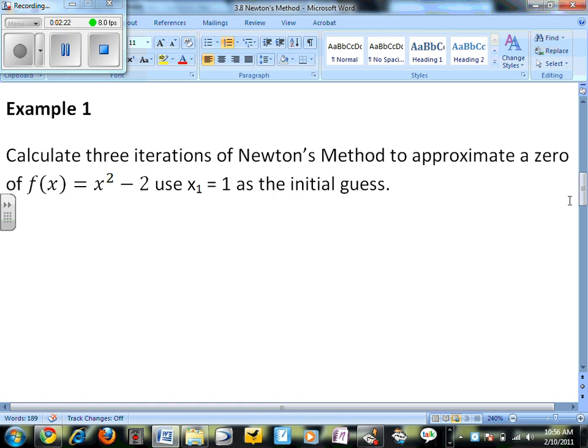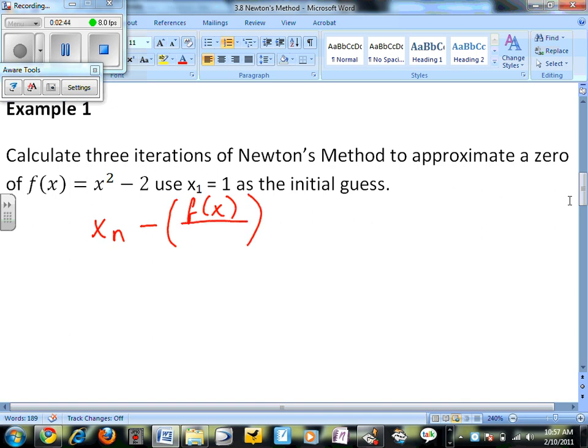So what we're going to do is 3 iterations of Newton's method on this function right here, which is just x squared minus 2. Well, we know Newton's method uses our initial guess, our x, minus the value of the function at x over the value of the derivative at x. So what I need to find is my derivative. f prime of x is going to be just 2x.